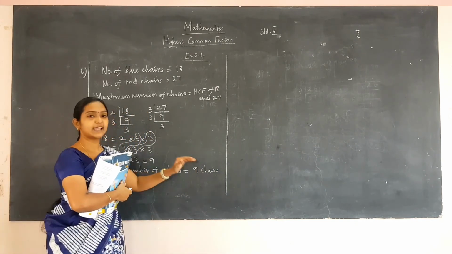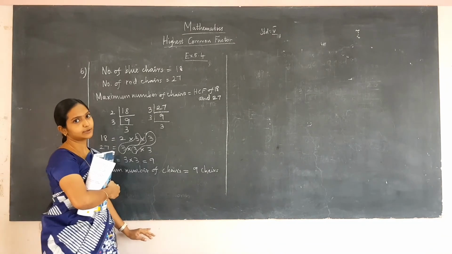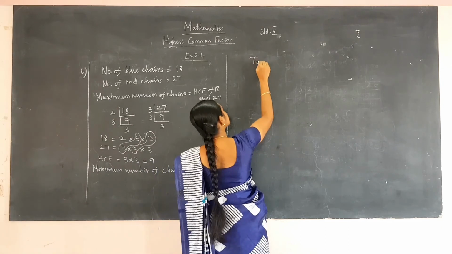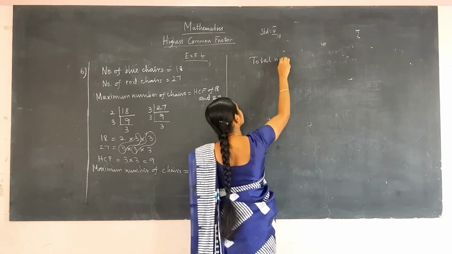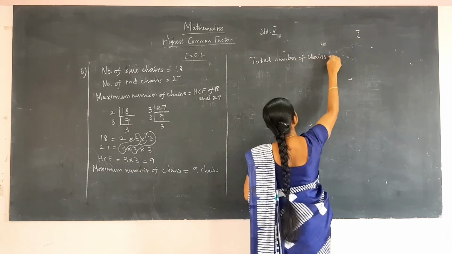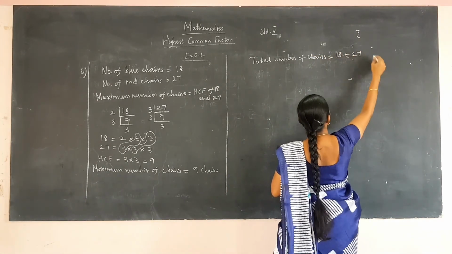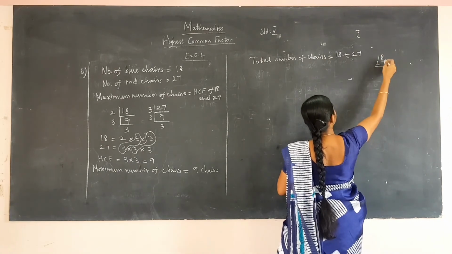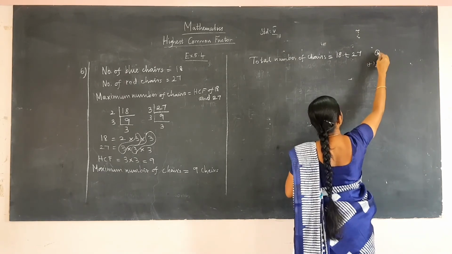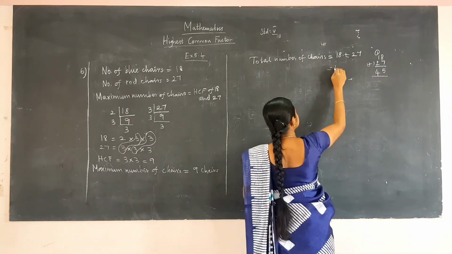இப்போ ஒரு ரோவில் வந்து 9 chairs அரேஞ்ச் பண்ணணும்னு நம்ம கண்டுபிடிச்சிட்டோம். இப்போ என்ன கண்டுபிடிக்கணும்னா எத்தனை ரோஸ் வரும் அப்படிங்கிறது கண்டுபிடிக்கணும். For that we need total number of chairs. Total number of chairs is 18 plus 27. 8 plus 7 is 15. Carry 1 to next place. 1 plus 1 is 2. 2 plus 2 is 4. So we have 45 chairs.